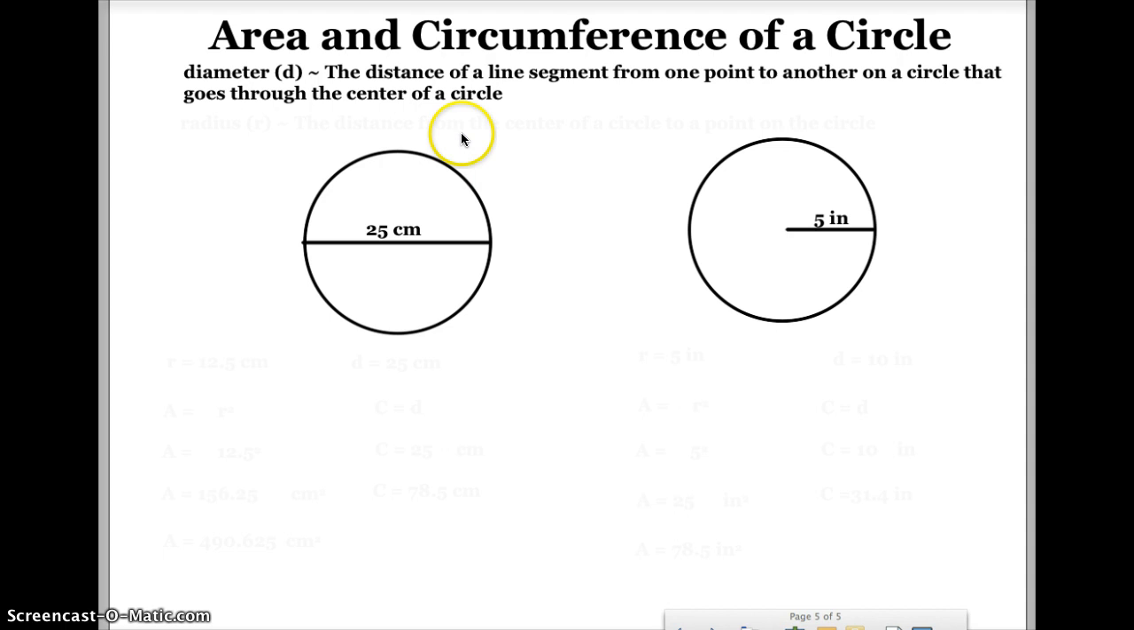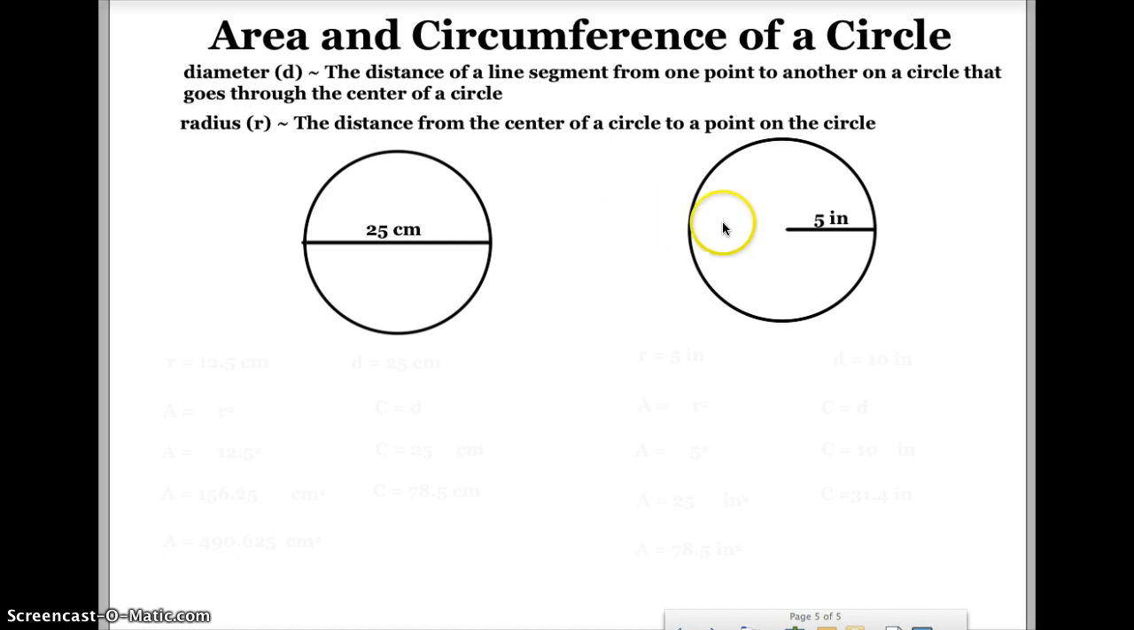Another term we're going to use when we deal with circles is called the radius. And the radius is the distance from the center of a circle to a point on the circle. This circle right here gives an example of the radius. In this problem, I start at the center of the circle and I go to the outside edge, and in this problem my radius is 5 inches.